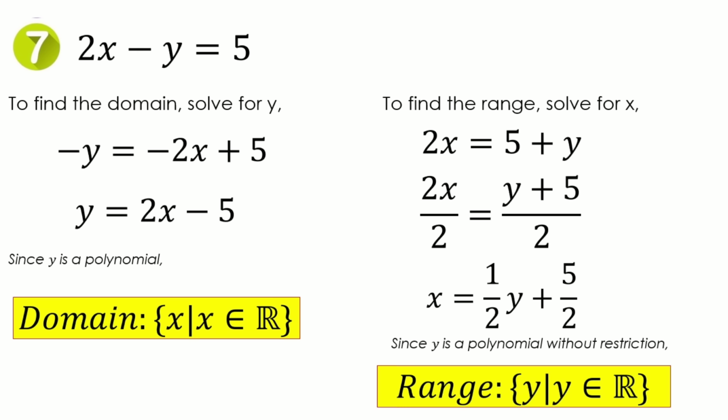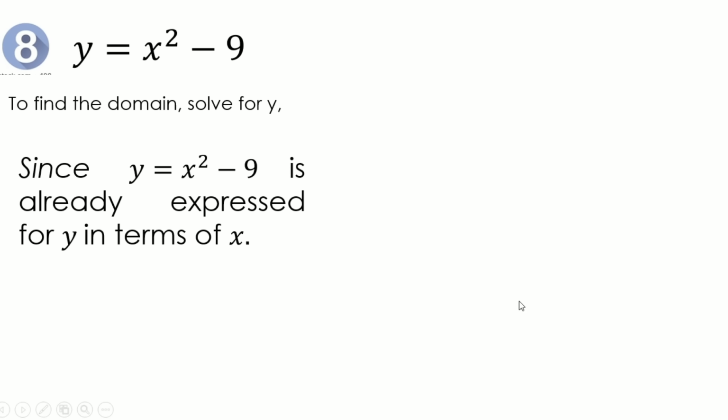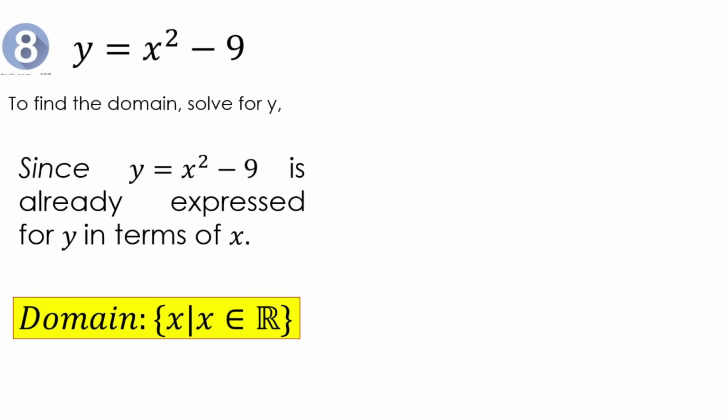So, I'll give you another example. y is equal to x squared minus 9. So, same again. To find the domain, solve for y. Since it's already expressed in terms of y, our y already has a value and this is also a polynomial. So, therefore, the domain is a set of all real numbers. So, we have no problem. We no longer need to do what we did in the previous example.